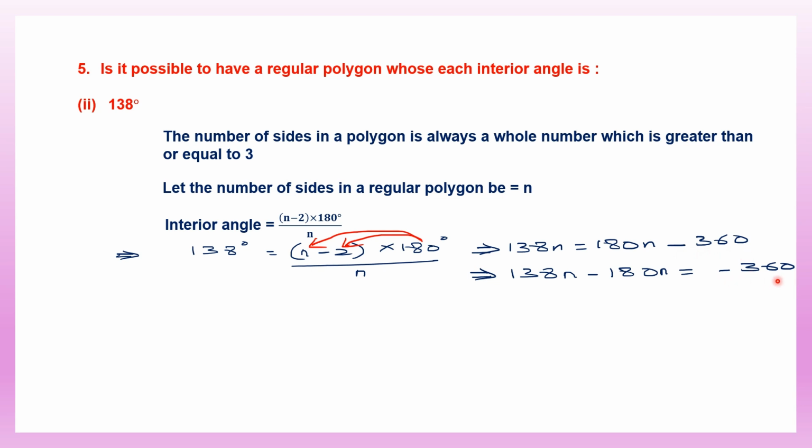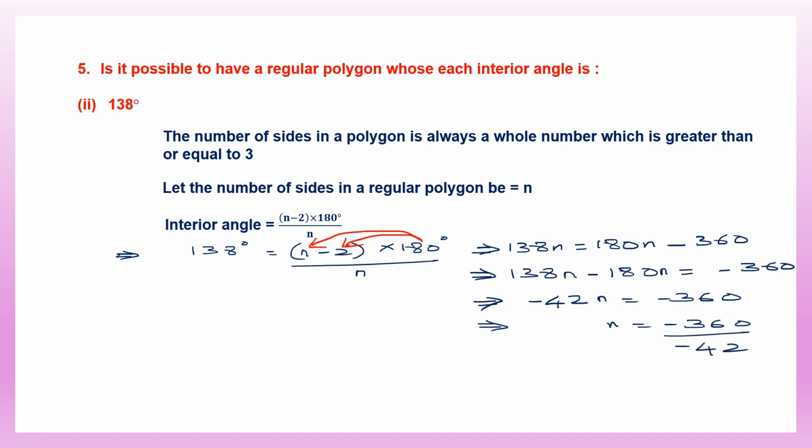I'm going to leave it as it is. Now I'm going to simplify this. 180 minus 138, and that is 42, but signs are different, so we put the sign of the bigger number. Minus 42n is minus 360. So now if we have to find the value of n, we say minus 360 divided by minus 42.